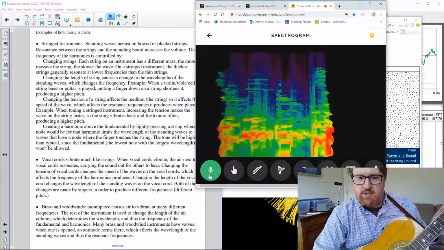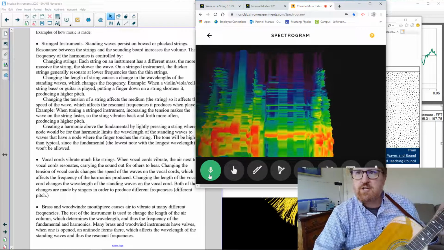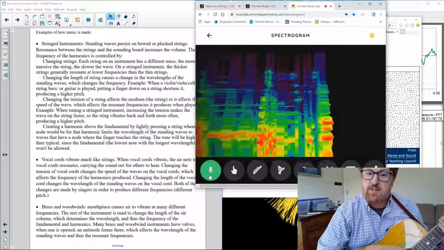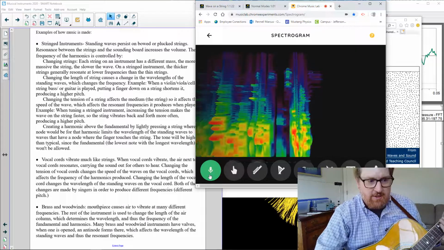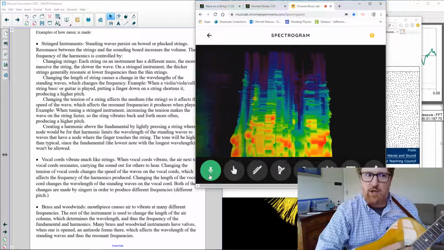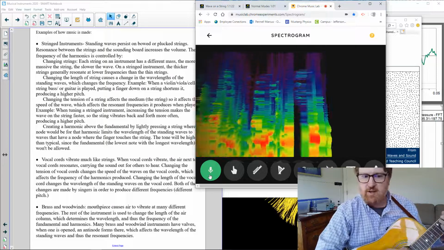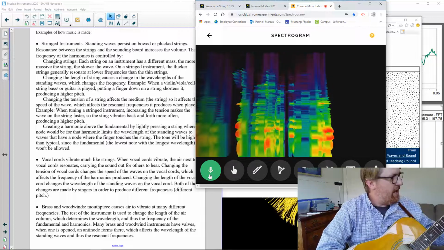So on the same stringed instrument, the reason the strings are different thicknesses is because the thicker strings carry the waves more slowly along their length. And so even though they have about the same wavelength, they resonate at lower frequencies. All right, so changing the length of the string is the primary way we play a musical instrument.